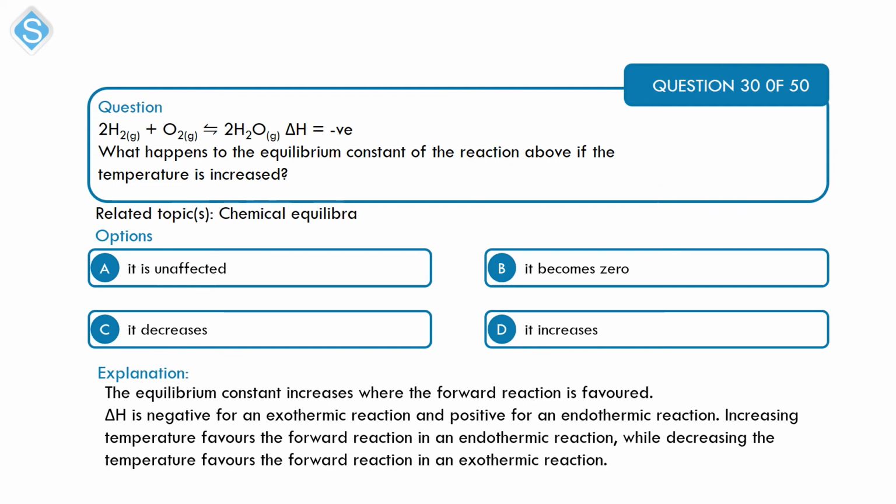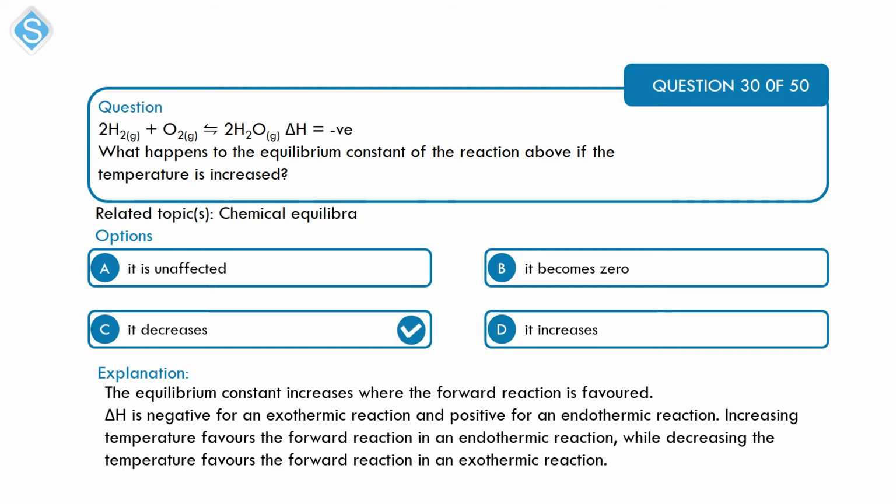Okay, so this is a thermochemical reaction where heat is lost to the environment. Now, the equilibrium constant increases when the forward reaction is favored, while it decreases when the backward reaction is favored. For an exothermic reaction, your delta H, the enthalpy change, is negative. Increasing the temperature here is going to favor the backward reaction, so that would reduce the equilibrium constant. So that makes C the correct option.